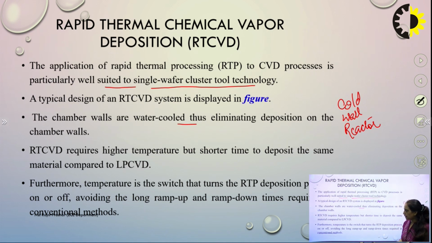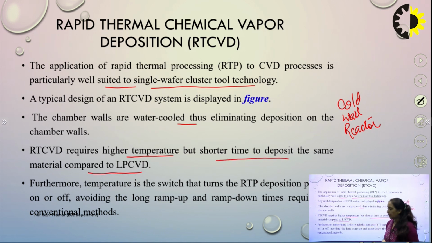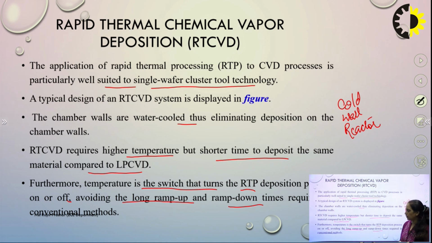So this RT-CVD requires a high temperature but a shorter time to deposit the same material as compared to the LP-CVD process. This leads to a very good advantage: the deposition time is reduced. Furthermore, temperature is the switch that turns the RTP deposition process on and off, avoiding the long ramp up and ramp down time required in the conventional method.